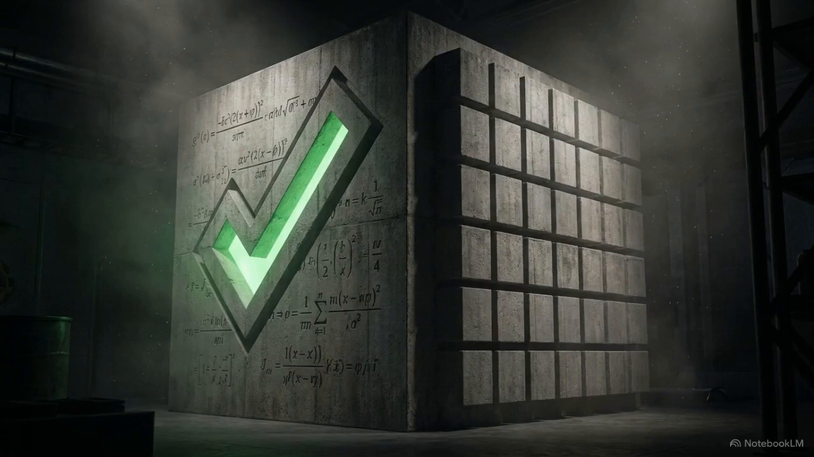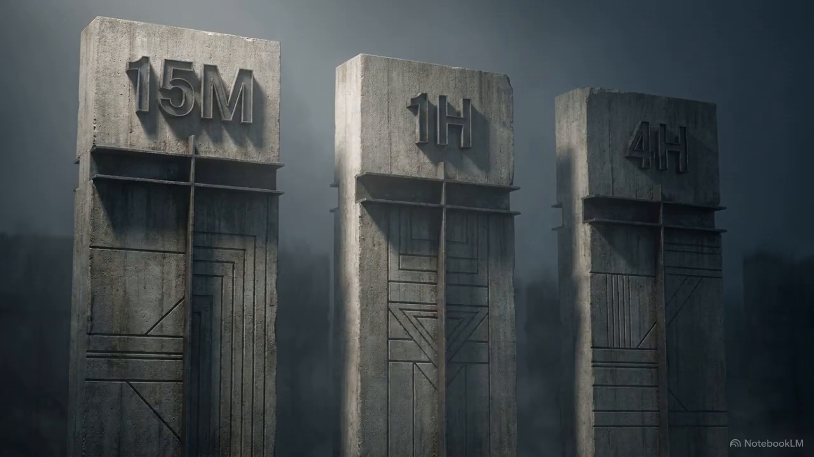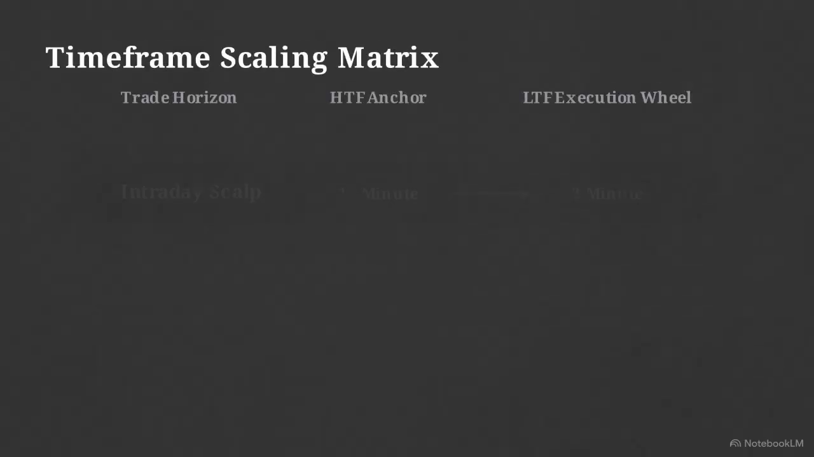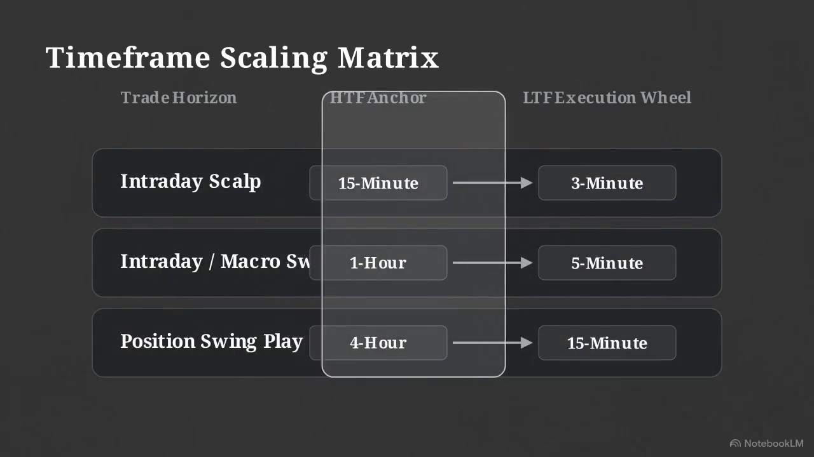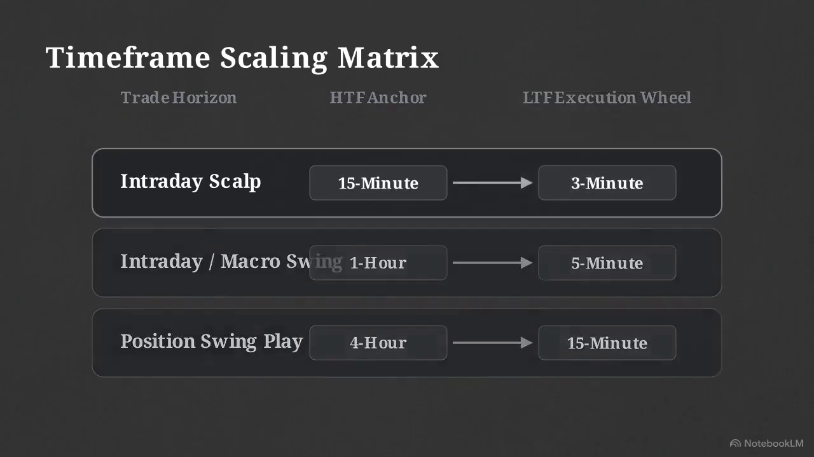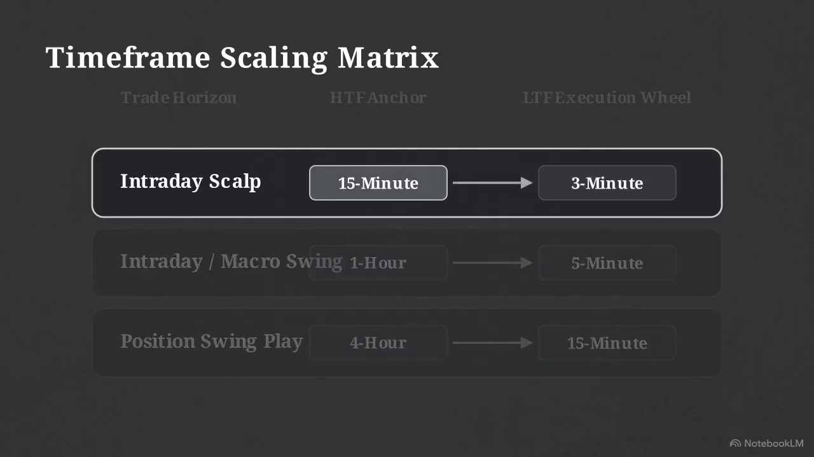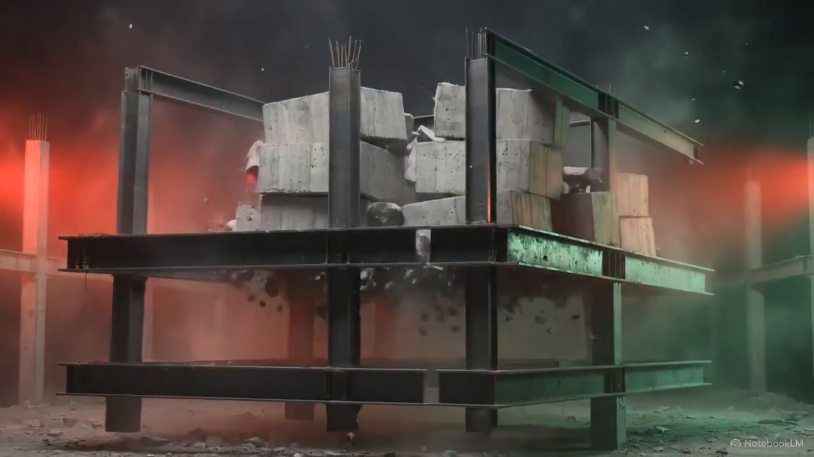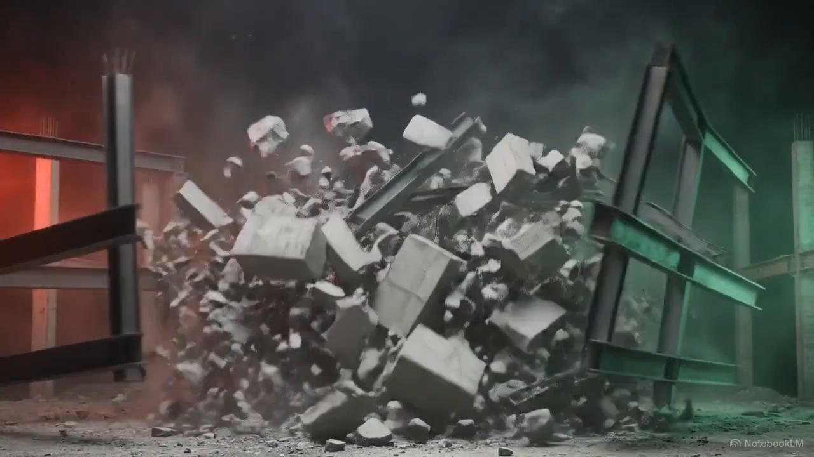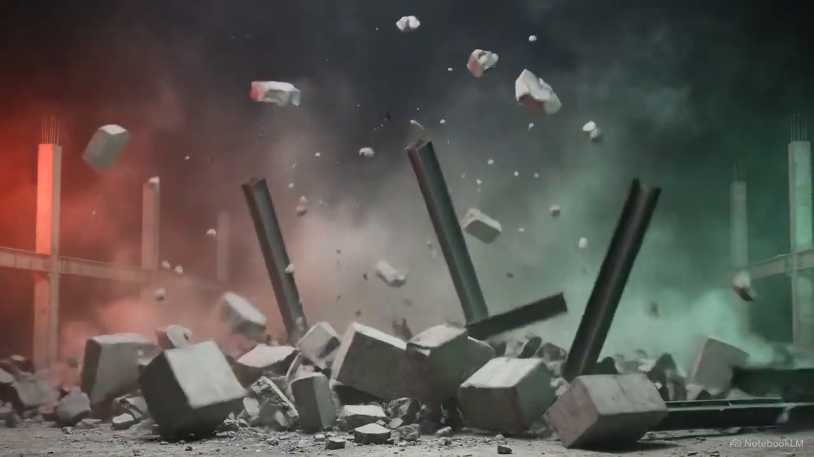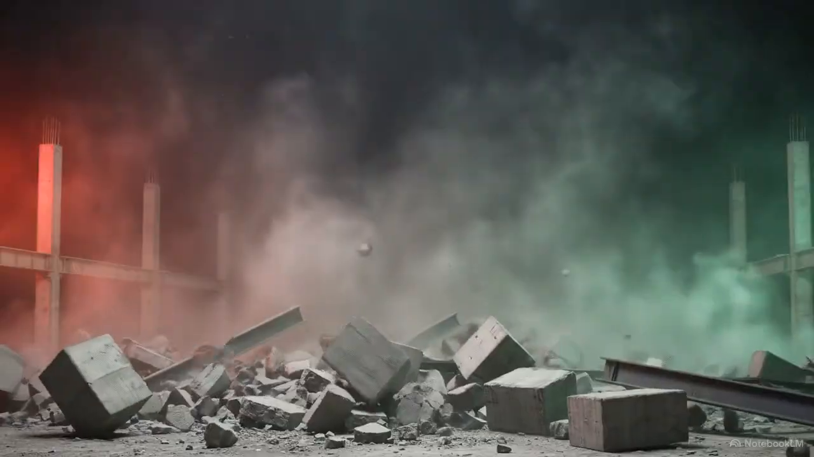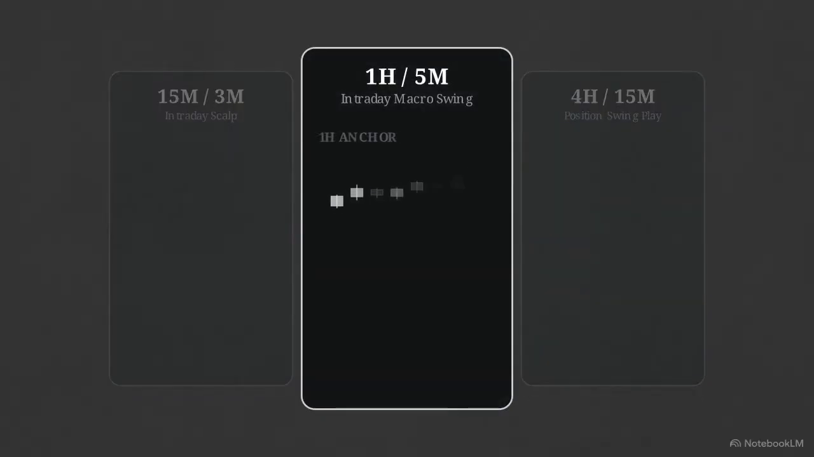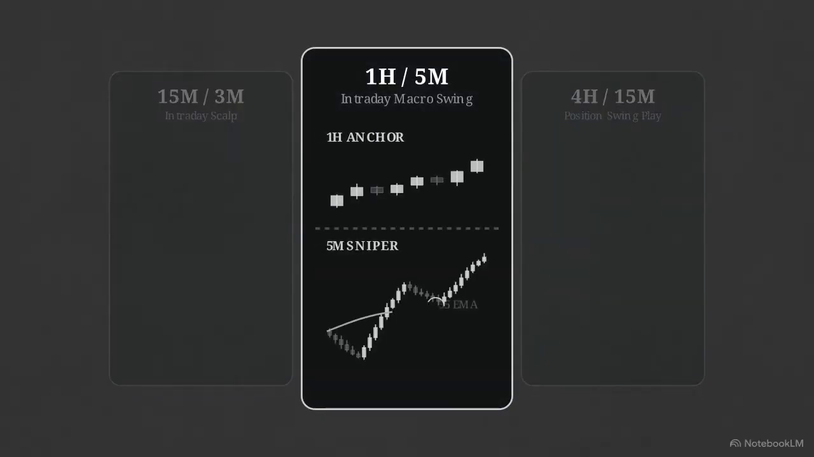The lifespan of a trade is dictated by the timeframe hierarchy chosen for the execution. This hierarchy anchors a higher timeframe structure to a lower timeframe execution chart. The intraday scalp uses a 15-minute anchor with a 3-minute execution wheel. This specific pairing aggressively targets fast-moving price action and intense momentum bursts, typically lasting anywhere between 15 minutes and 3 hours per trading session. The intraday macro swing anchors to the 1-hour chart and executes on the 5-minute chart.